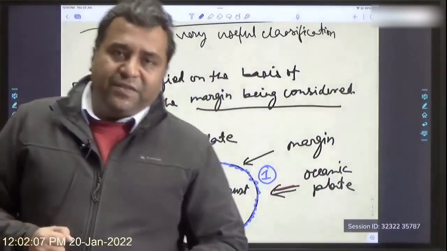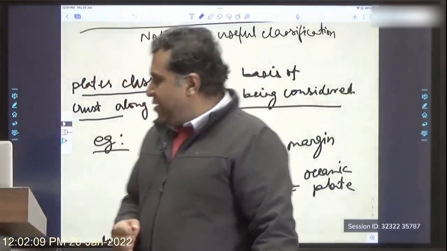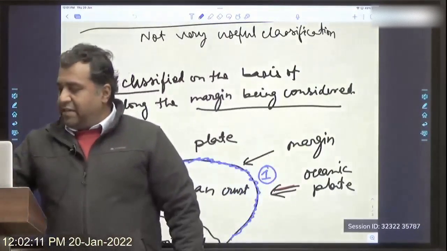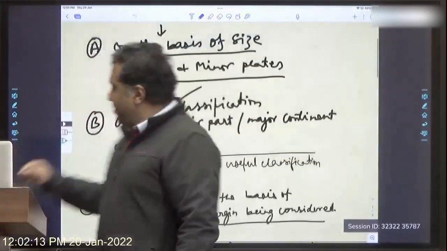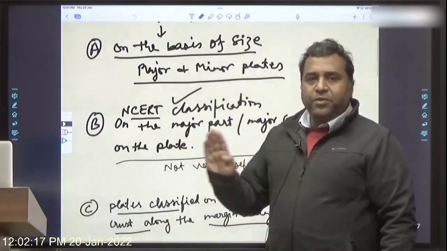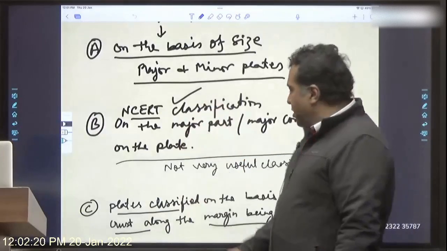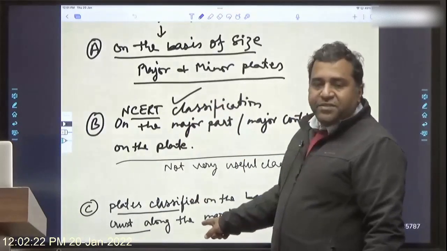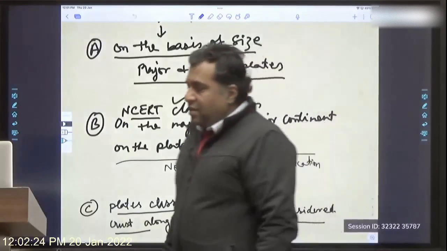We have done 3 classifications today. One, major minor. Okay. Second, the NCERT classification, which I said is not a very useful classification. So don't remember that. Remember it only at the time of prelims and go on. The most important classification is the C classification. Okay. Now, what does that say?